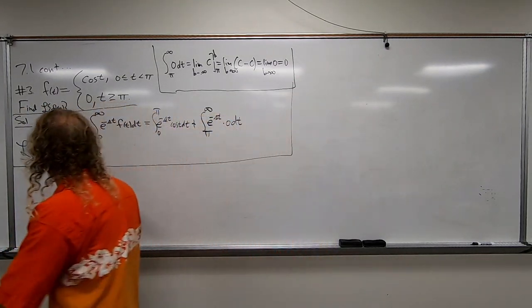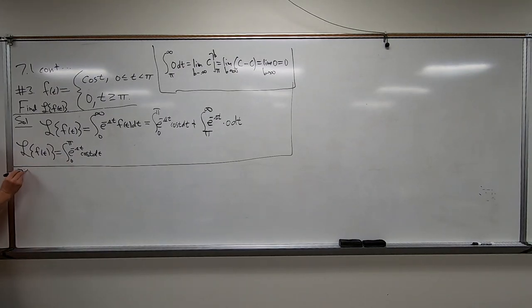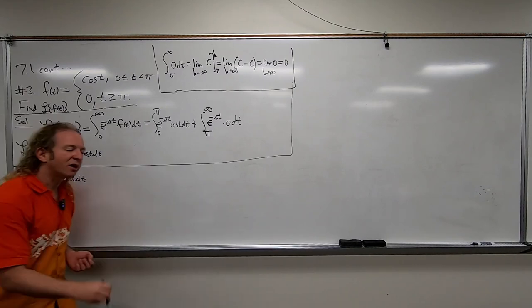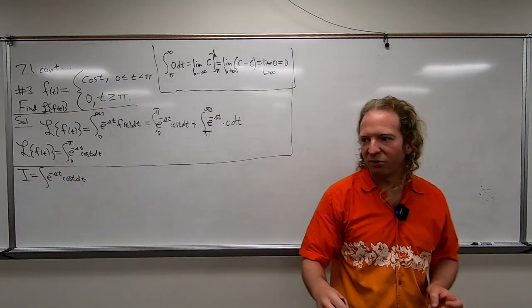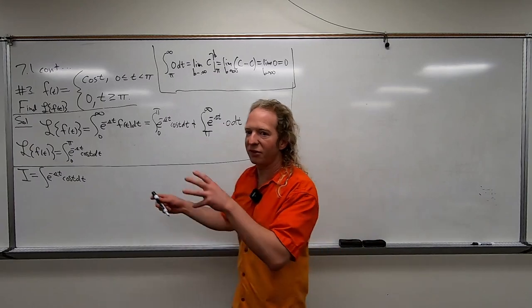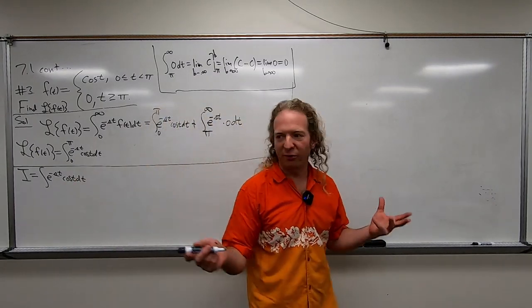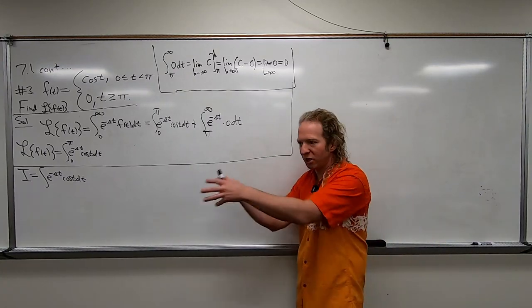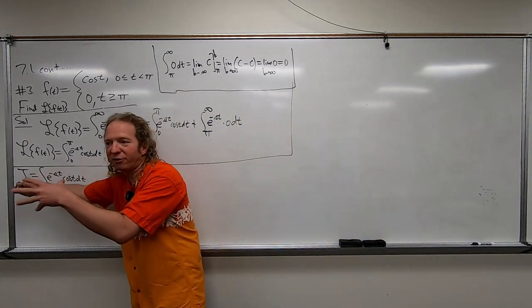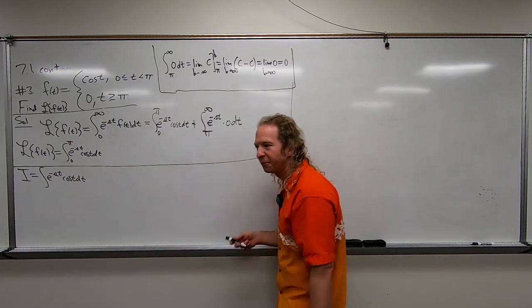So I think I'll start it here. I'm gonna call this I. So I is equal to the integral of e to the negative st cosine t dt. The reason I called it I is because we're gonna use parts twice, and this integral is gonna appear again. I call this the looper, I made up the name. I don't know if it really has a name, but we use parts twice and you end up with the same answer. Then you end up solving for I and you get the answer.